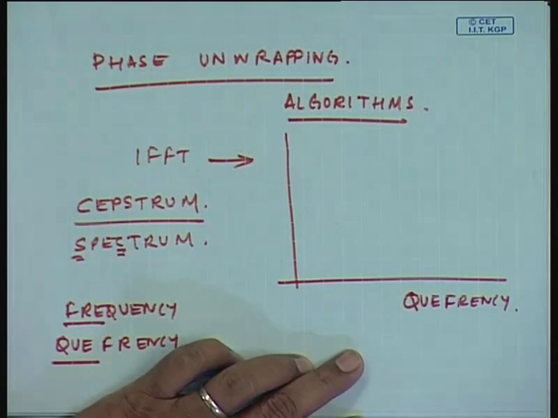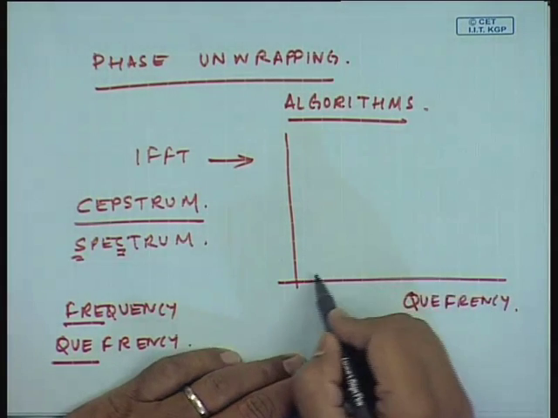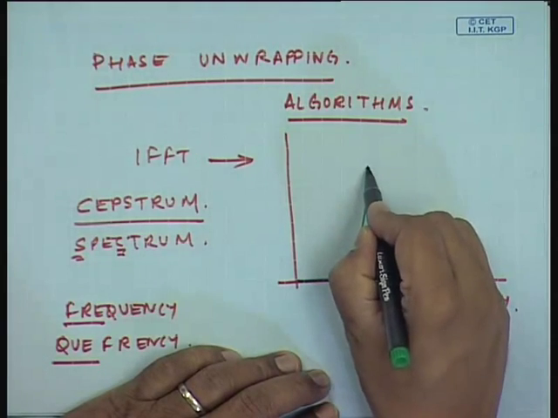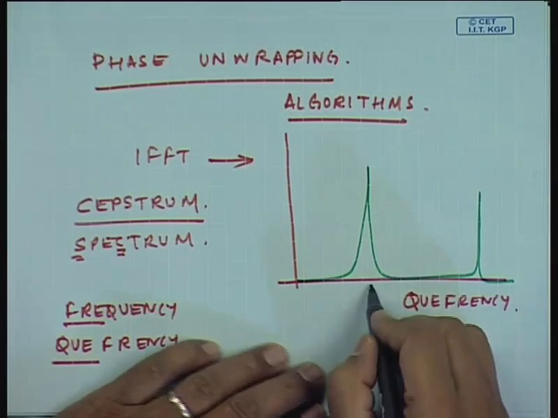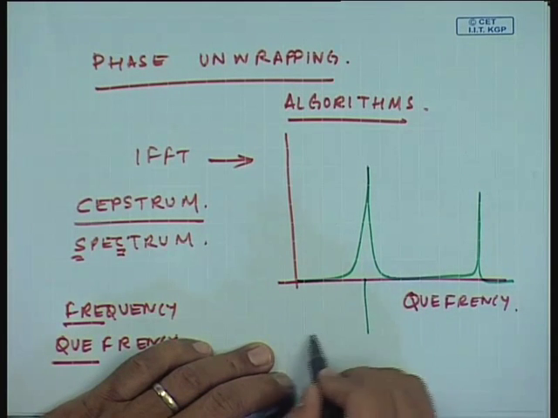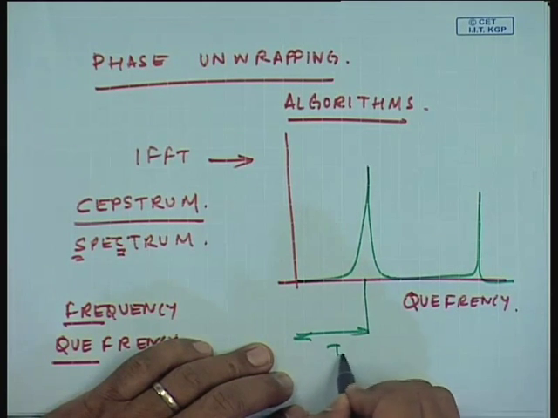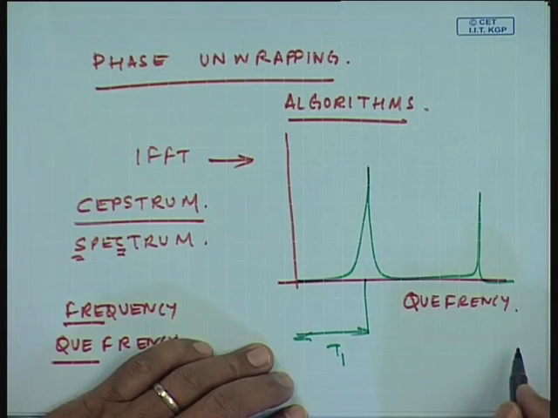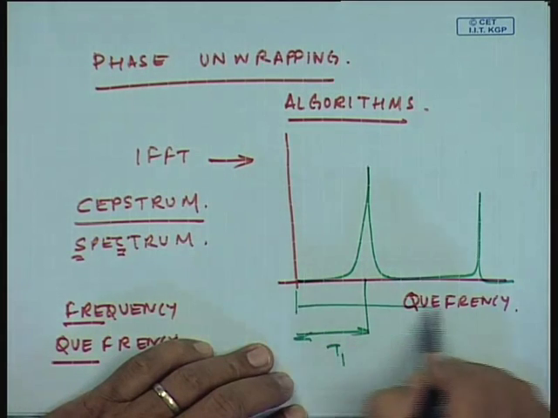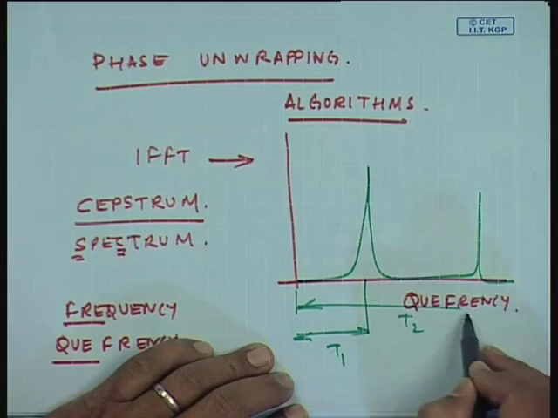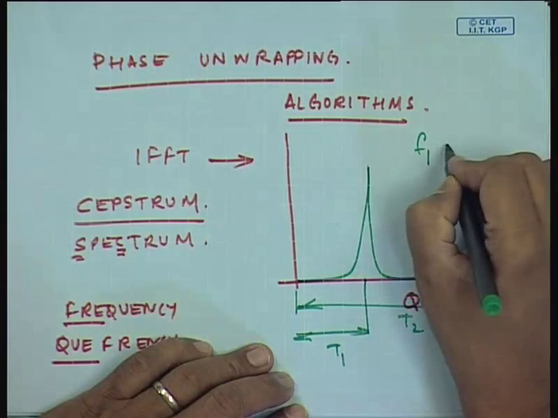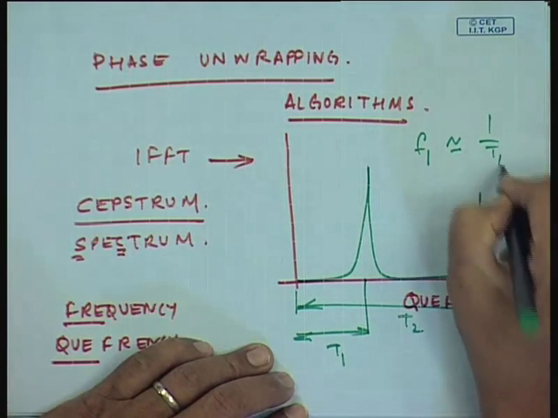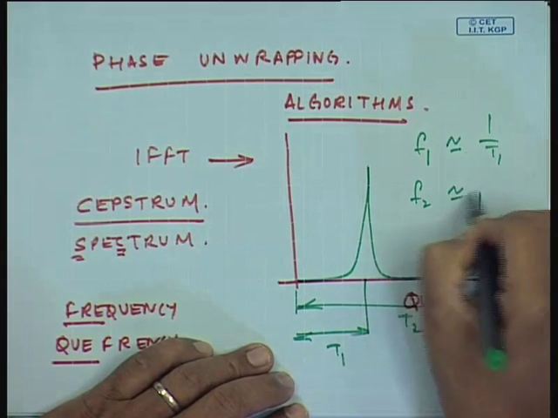Now, at this Q frequency, I will get certain peaks here. Okay. Now, this is in the time domain. Suppose this is T1 time, and this is T2 time. F1 will correspond to 1 by T1, and F2 will correspond to 1 by T2.